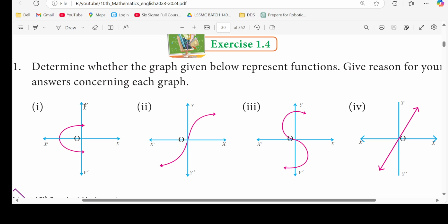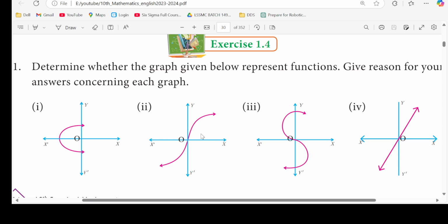Here this y-axis intersects this graph in 2 points, right? Here 1 point, here 1 point. So this graph is not a function. If it is only 1 point, we can say this is a function. Here we have 2 points. For the solution, you have to write: this first graph is not a function. Why? Because this y-axis intersects this graph in 2 points, so it is not a function.